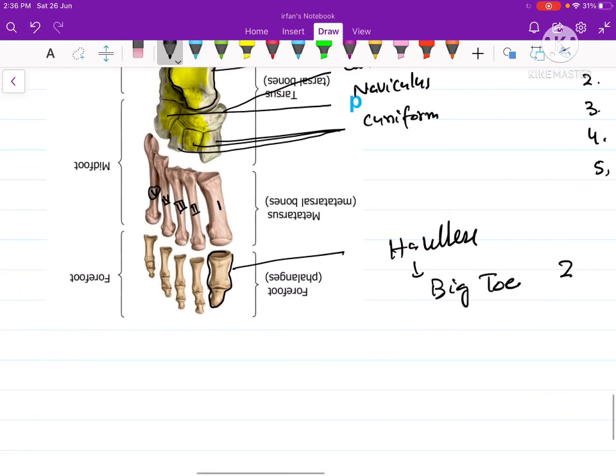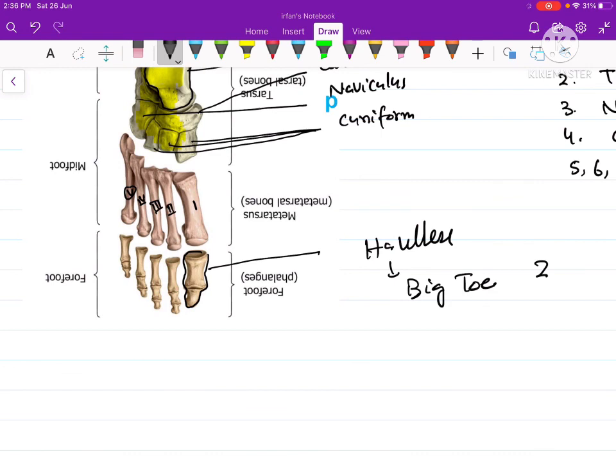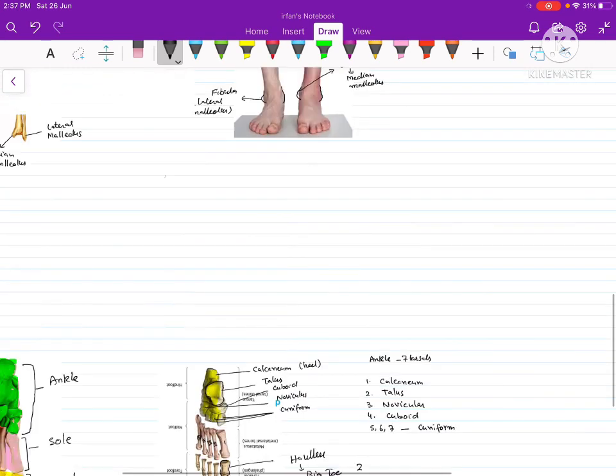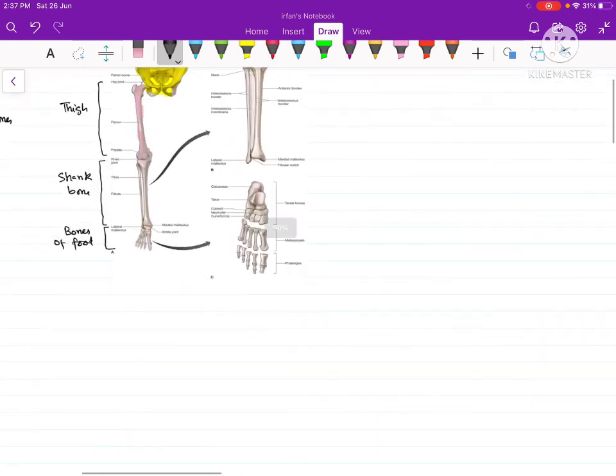So the phalangeal formula for each foot will remain the same as that of our hand. That is, the phalangeal formula for the foot will also be 2:3:3:3:3, which means that the big toe has 2 phalanges and the other toes have 3 phalanges each. So they will add up to a total of 14 phalanges. Let us now count all these bones in a diagram.